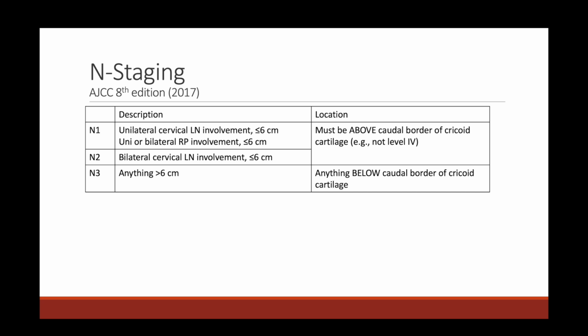So the N staging, again, is much more simple than it is for a lot of the other head and neck disease sites, and the T staging is as well. So just remember, for nasopharynx, there's no A, B, C within the different T and N stages. It's just T1 to 4 and then N1 to 3.